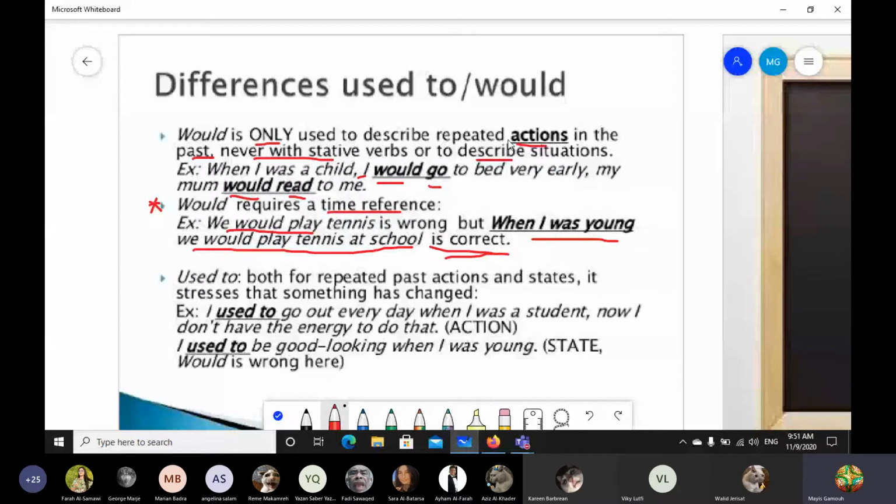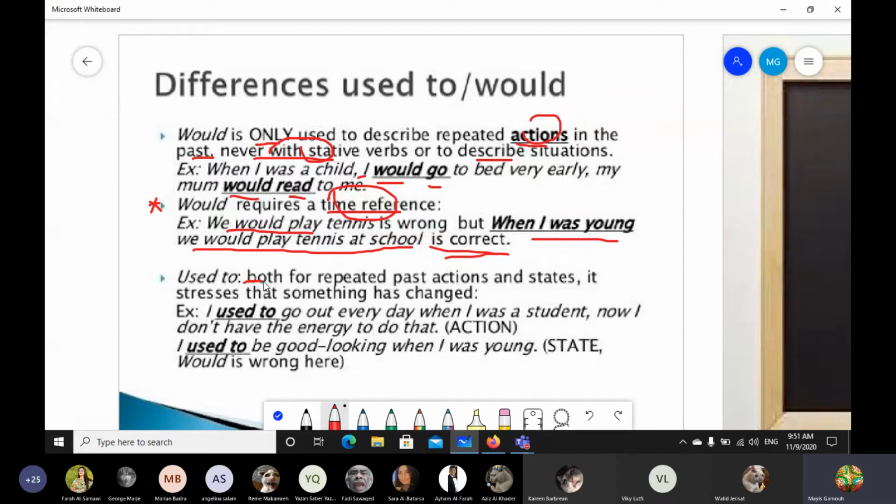معناته أنا بدي أفهم إنه هي بتشرح الactions that happened in the past تمام and it doesn't go with the state of verbs معناته ما بتشرح لي states and here it requires a time reference. لازم يكون في عنا إحنا time reference for it. Let's go to used to.